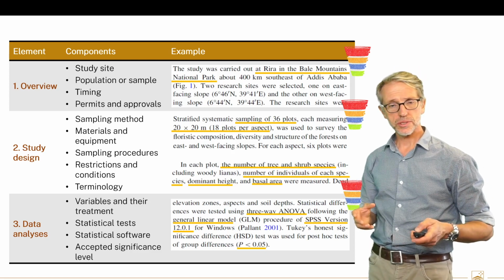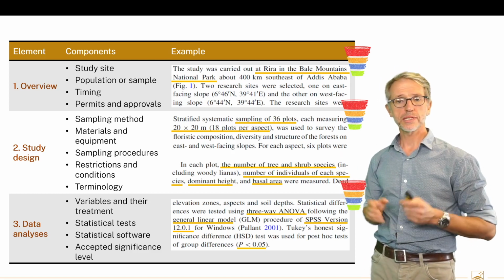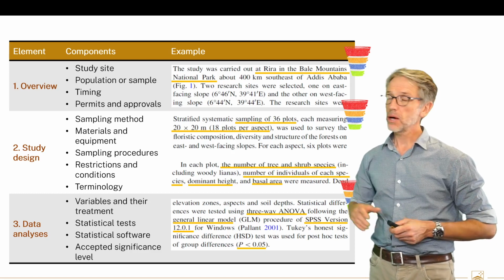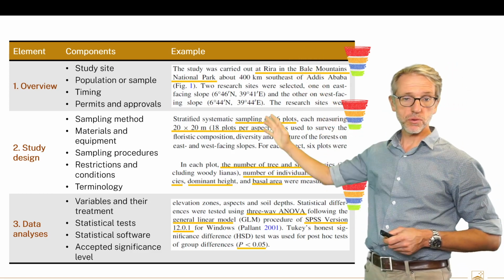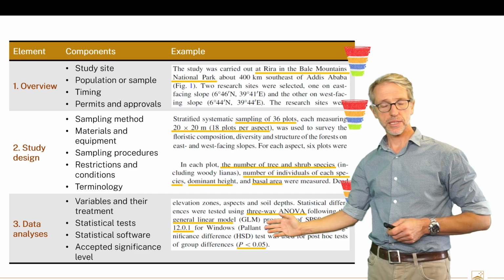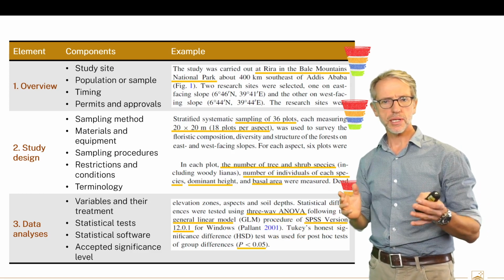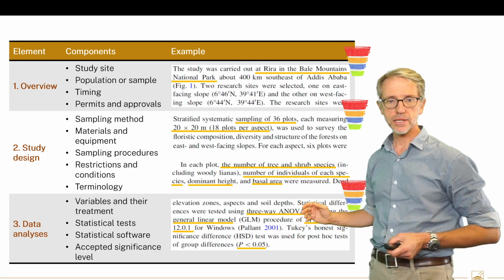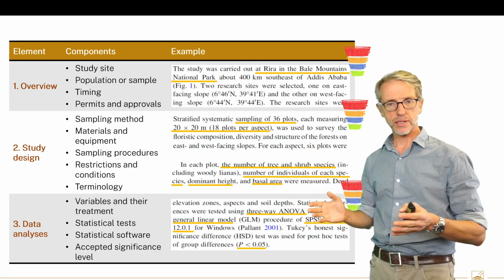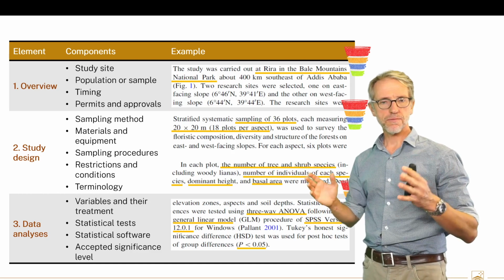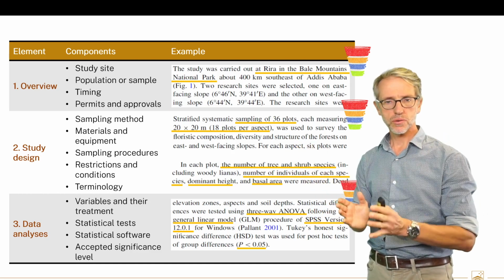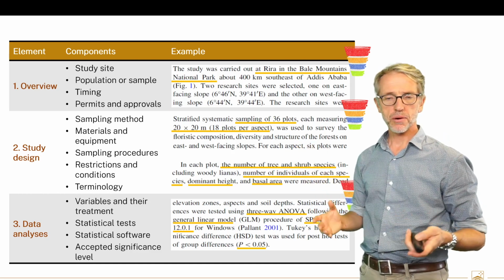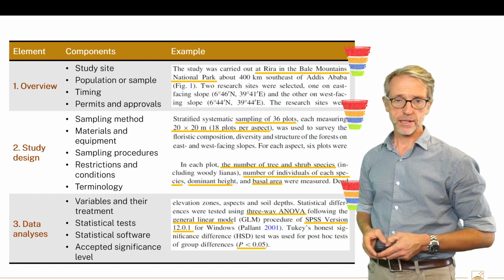Now, do notice that there are two writing funnels at play here. One from the broad overview down to the specific analyses. But also within each of these components, the overview, study design, and analyses, there's a writing funnel again. So writing funnels from broad to narrow define our writing always in an academic setting.